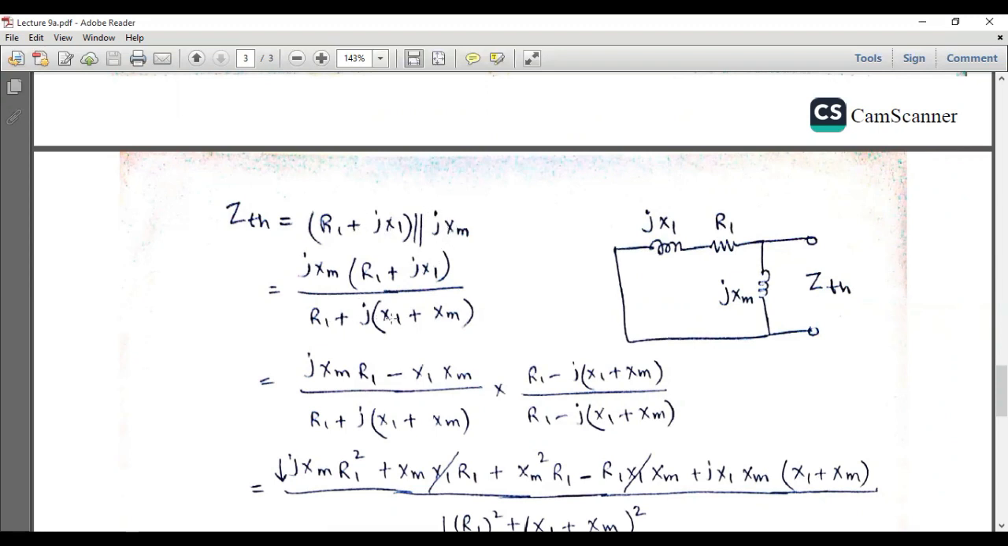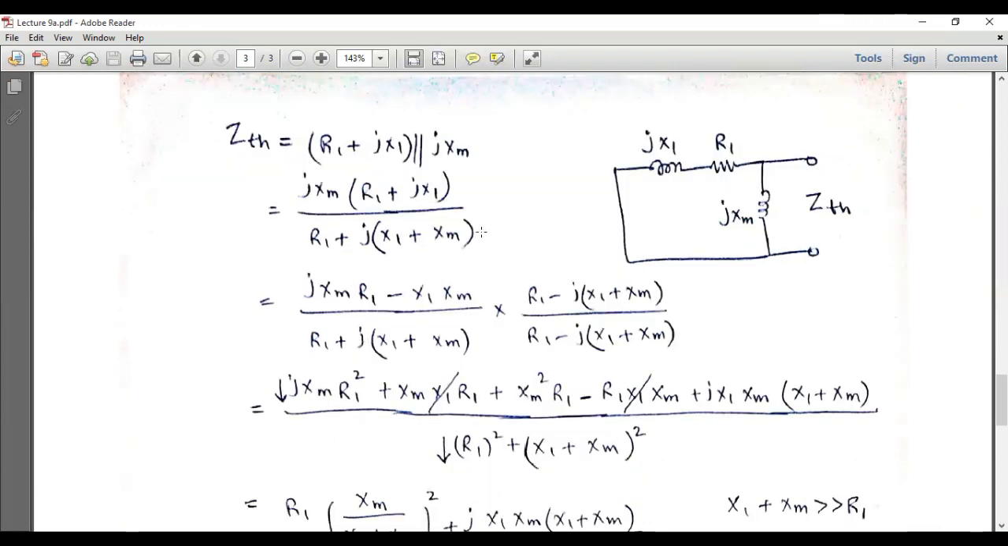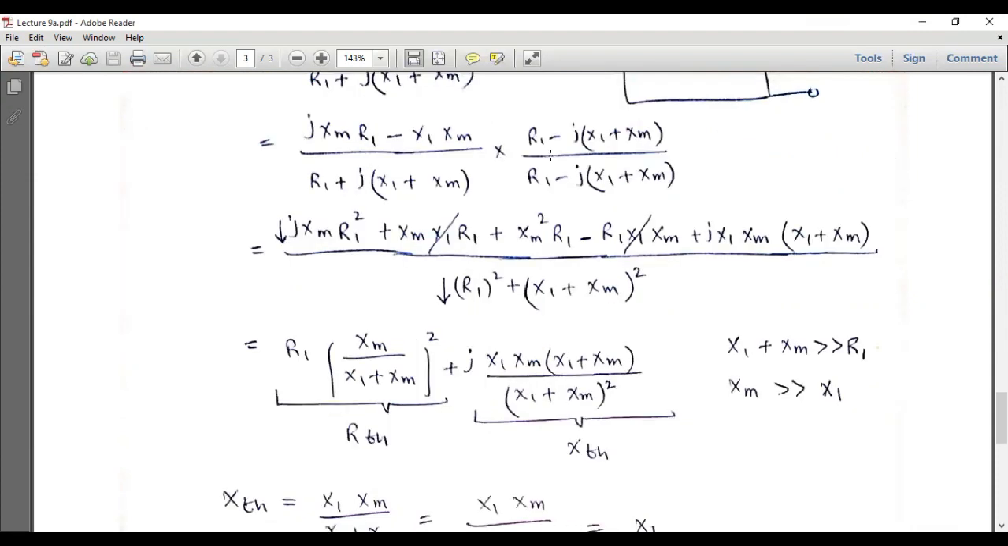So R1 plus jX1 plus Xm, and in order to eliminate the imaginary part, we have to multiply and divide by the conjugate of this term. Okay, so it will become like this. When we multiply this term with this and this term with this, we will get R1 square plus (X1 plus Xm) whole square, and similarly these terms at the numerator will be obtained.